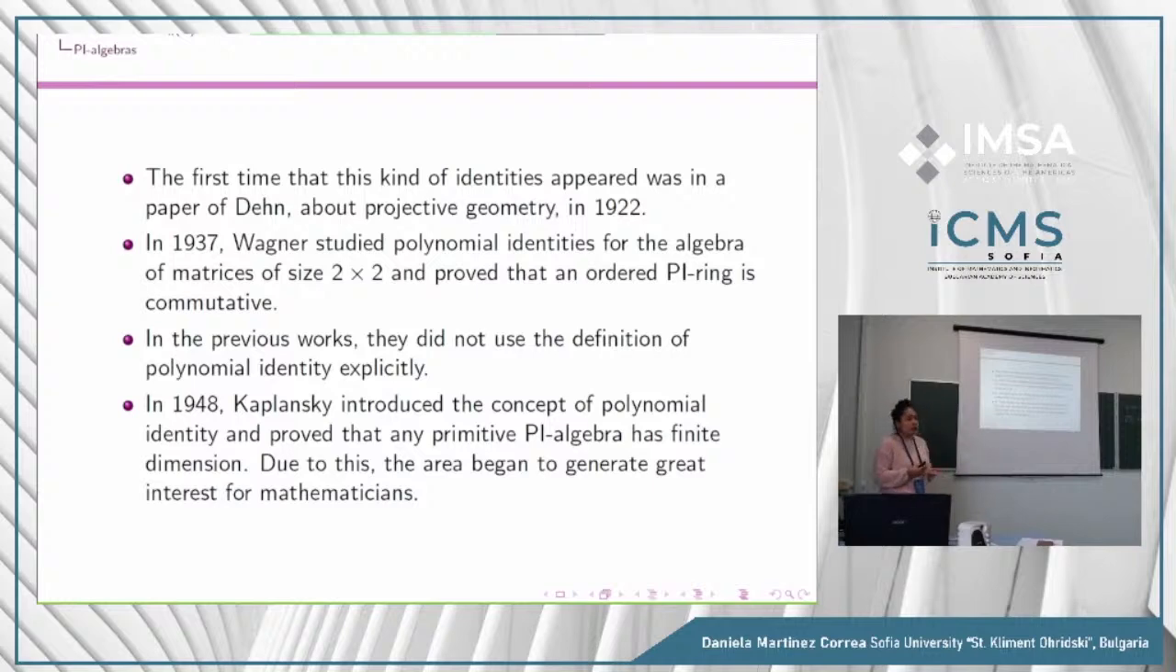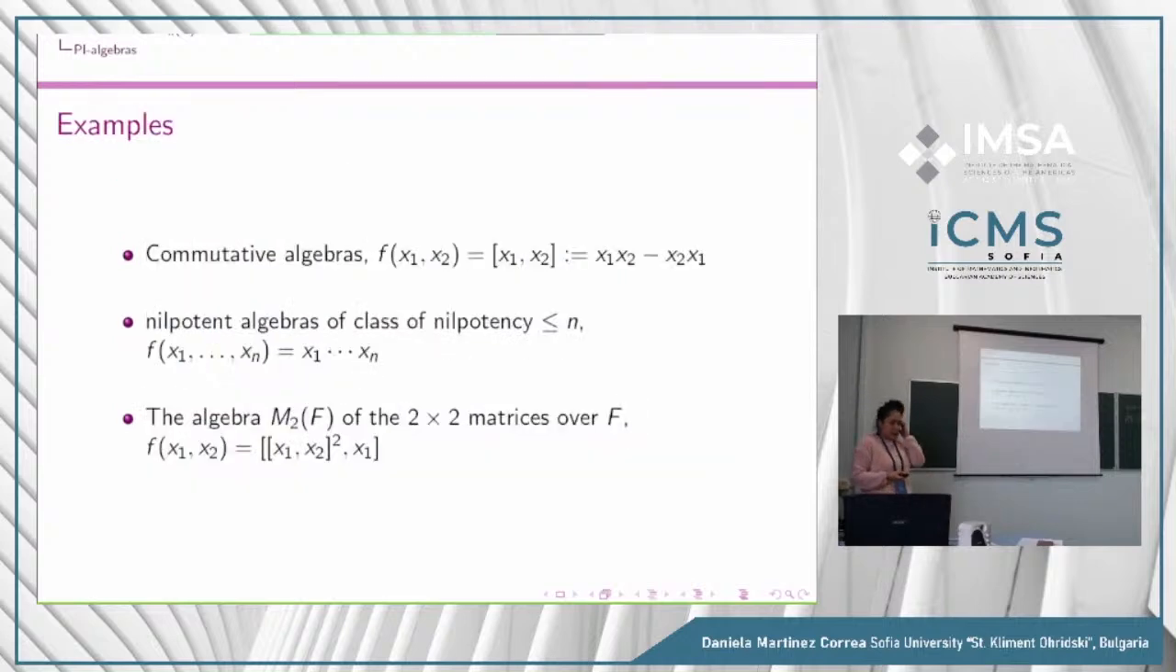But in this work, they didn't use the formal concept of polynomial identity. Only in 1948, Kaplansky introduced this concept and proved that any primitive PI algebra has finite dimension. So with this work, the area began to be relevant for mathematicians. Okay, so examples of PI algebras are the following.